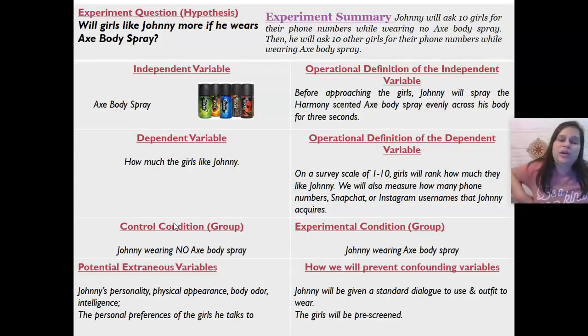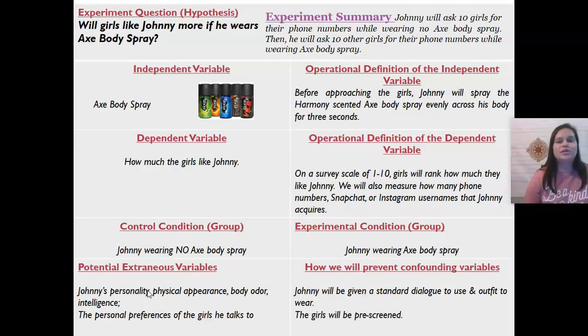So let's go back to our Axe body spray experiment. Johnny's going to ask these girls for their phone numbers, and we want to know if it's the Axe body spray that is influencing their decision. But there's a lot of other things that could, in reality, influence their decision about Johnny other than just the Axe body spray. So down here, we have our potential extraneous variables. His personality: what if he walks up to them and they don't like his vibe, or he says something dumb, or they think he's too aggressive in his approach? What if he's not their type?